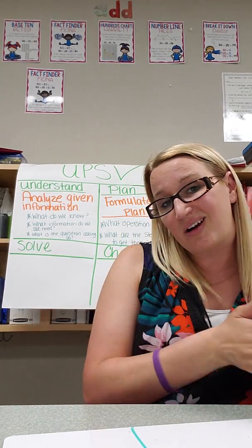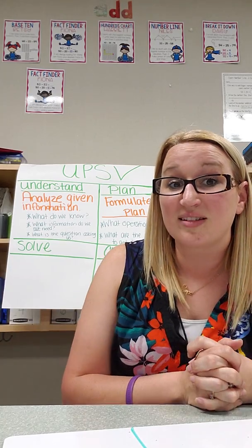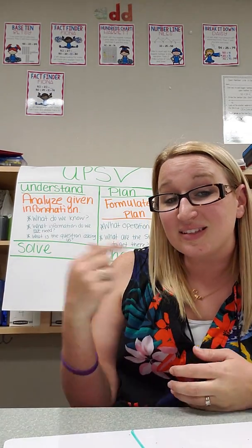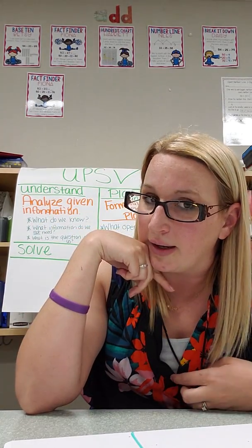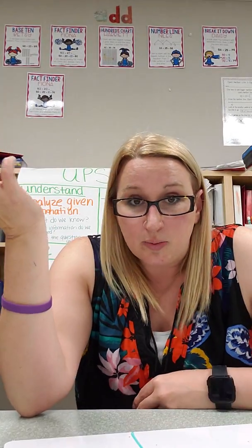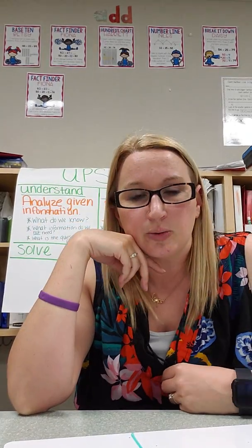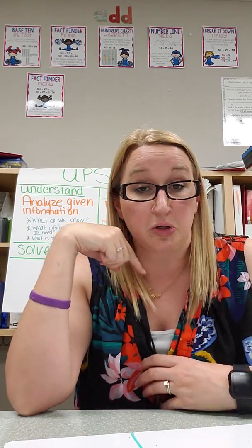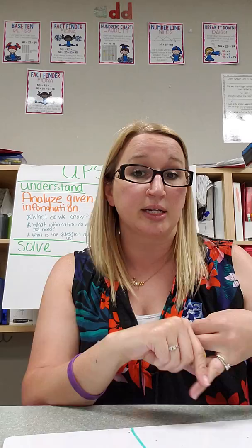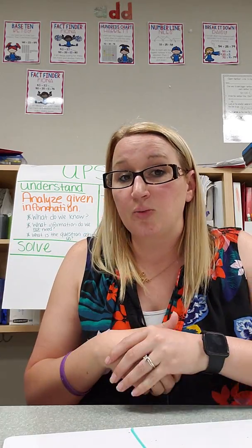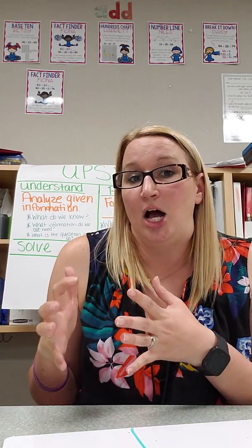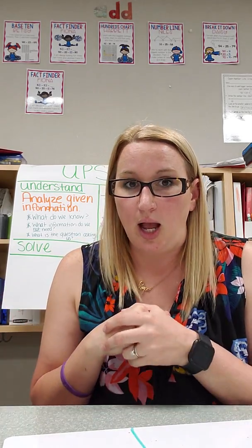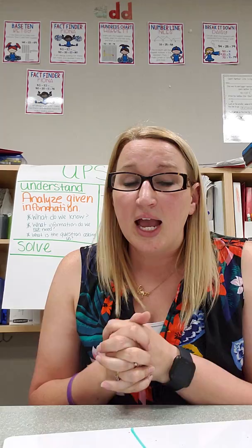Our next part of the UPS check is our plan. Our P stands for plan. We have to formulate a plan. So we need to ask ourselves, what operation do we need to use to solve this problem? Are we going to use addition? Are we going to use subtraction? What words, maybe what things might help us figure out the plan that we have?